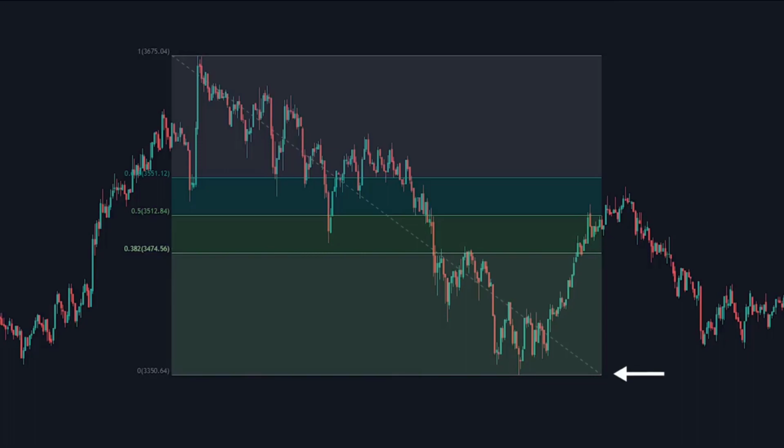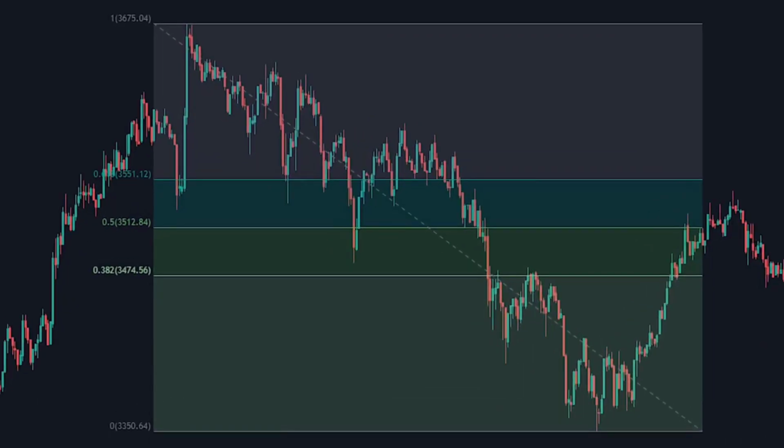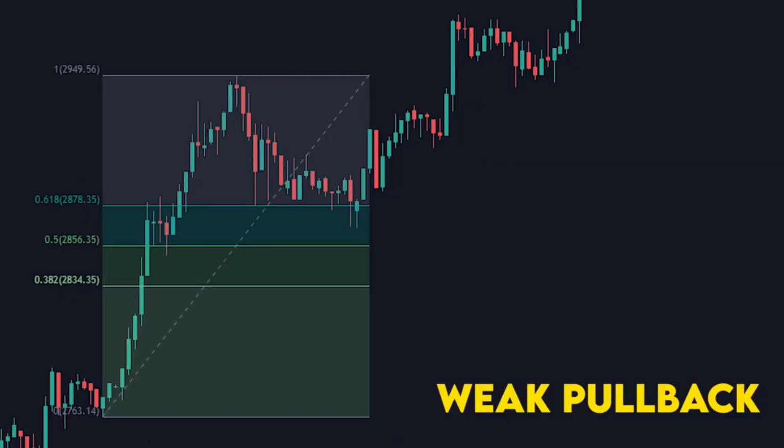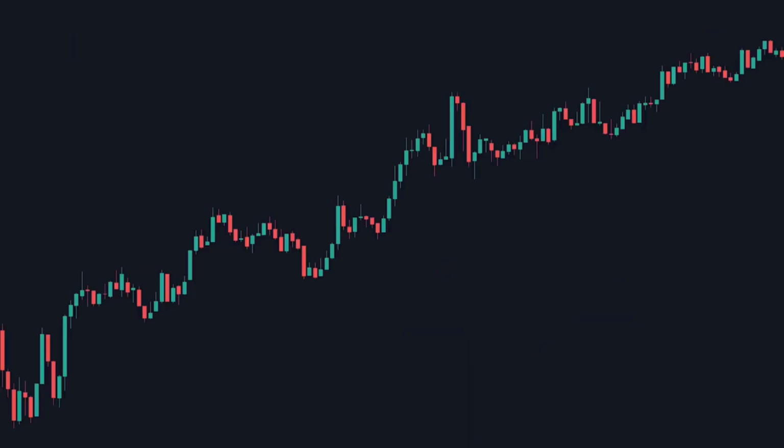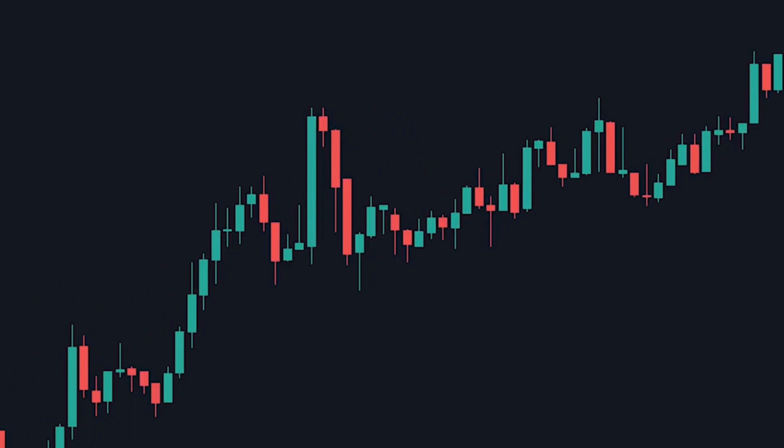So the first thing we want to do is put our lower line on the lowest low and then drag the upper line to the highest high. So in this example, we are going to be looking for a long trade. We will consider a pullback as weak if the price dips above the 0.382 level. If the price dips below the 0.382 level, it's a strong pullback. So like we were saying before, the weaker the pullback, the better.